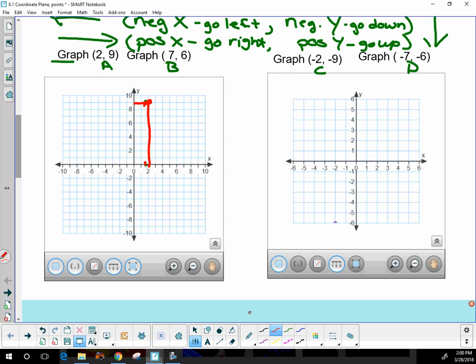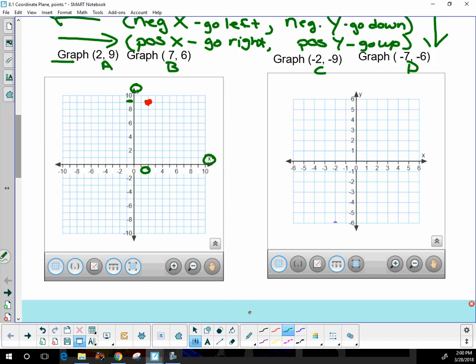Now, when graphing a point, you certainly would not have these big lines. You just want the point. That was just a visual to show you why the point goes there. It's where my x value is 2 and my y value is 9.